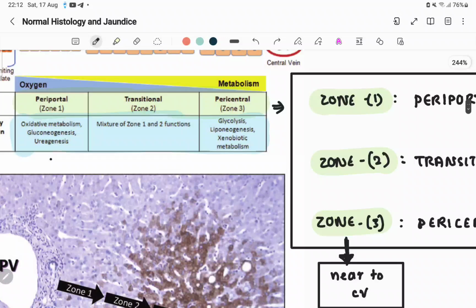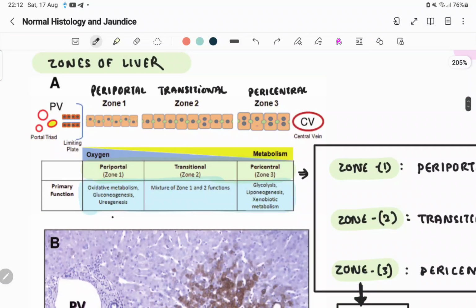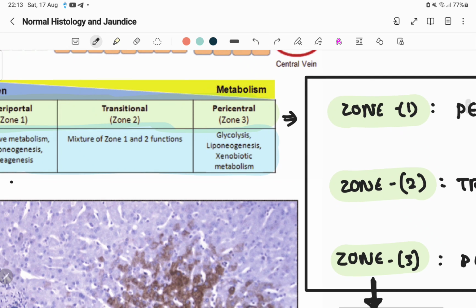And based on this, what is the metabolism which is occurring? Which zone receives the maximum oxygen? Here, zone 1. Which zone is responsible for the maximum metabolism? Zone 3. Remember, zone 3. Understood? So here maximum metabolism occurs, like glycolysis, lipogenesis and xenobiotic metabolism.